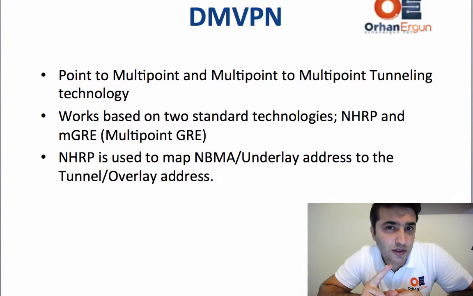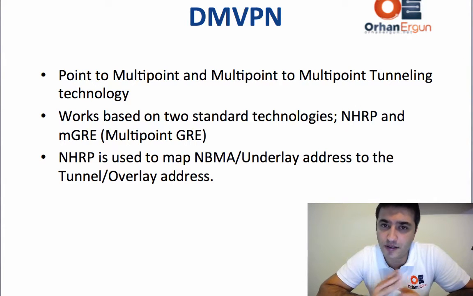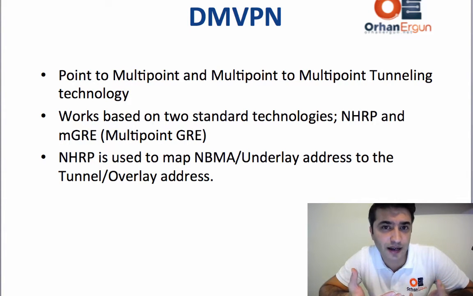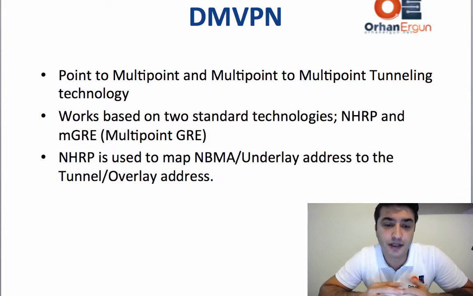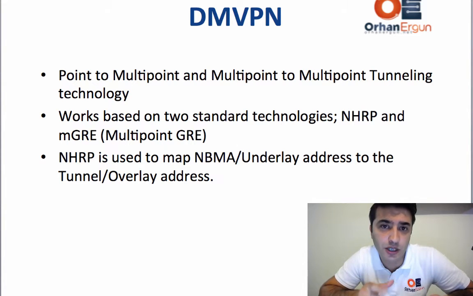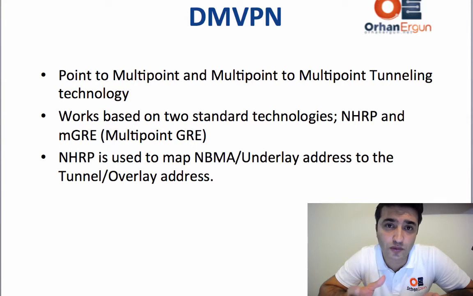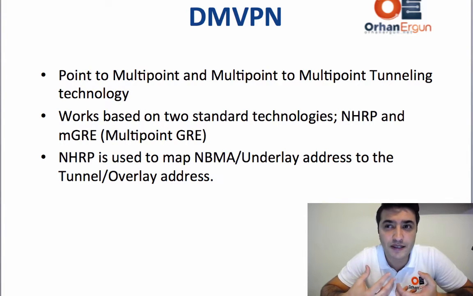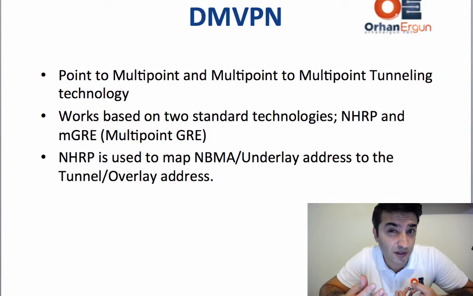Basically two very well known and standards-based protocols. There are RFCs for that. mGRE and NHRP come together, and we call it DMVPN, okay? NHRP and mGRE, why are they used in DMVPN? NHRP is Next Hop Resolution Protocol, and as I said, in mGRE you don't have to configure the tunnel destination address, but how will the remote endpoint address be known?